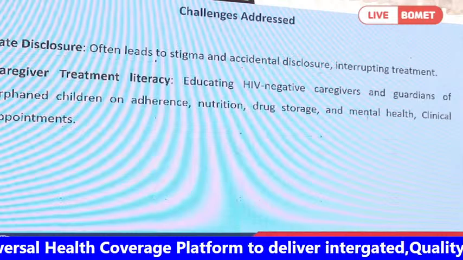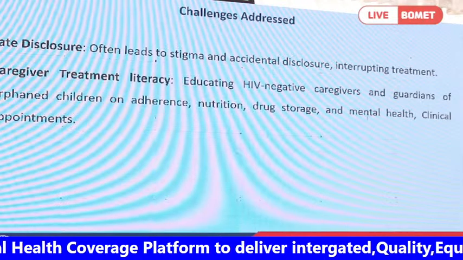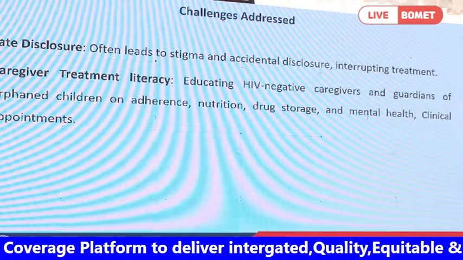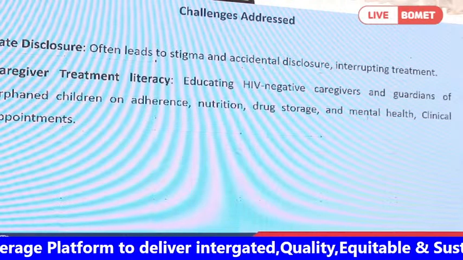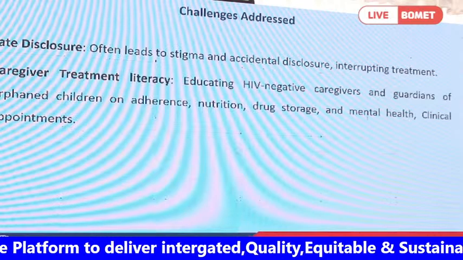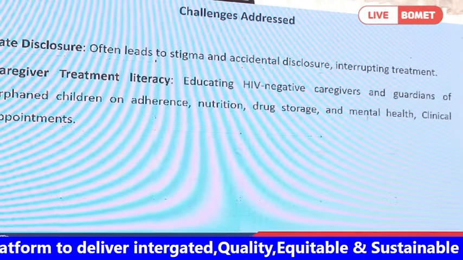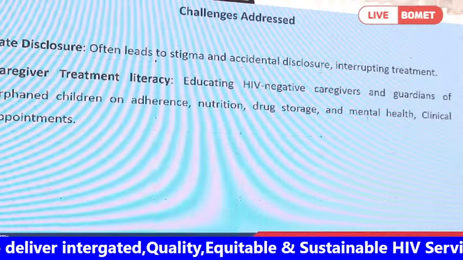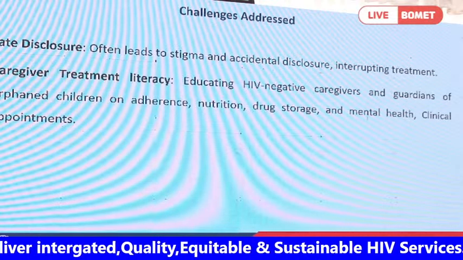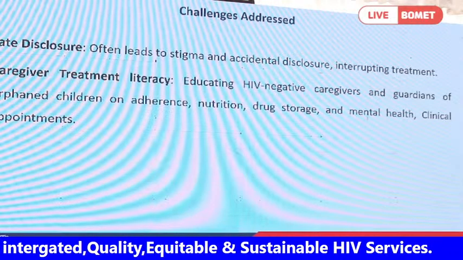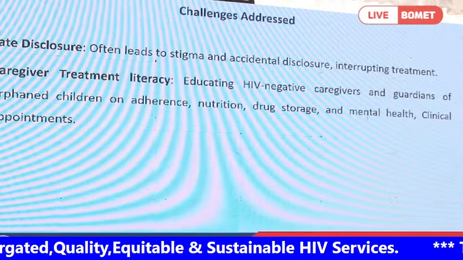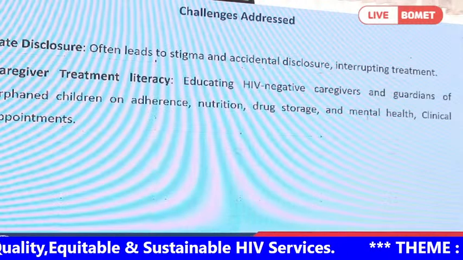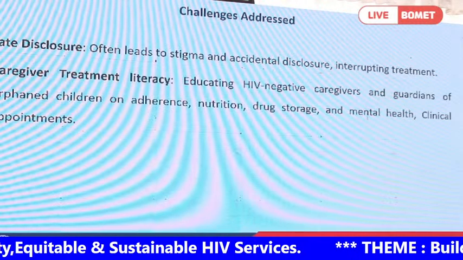The lessons learned were that late disclosure often leads to stigma and accidental disclosure, thus interrupting the treatment. Also, in our case, we had 3 children whose caregivers are HIV negative. So it was key for us to start the caregiver support group so that they can be educated on adherence issues, understand how to handle these children and how to go through them even during the adherence session, and also to give them psychosocial support, adherence support and nutritional support.